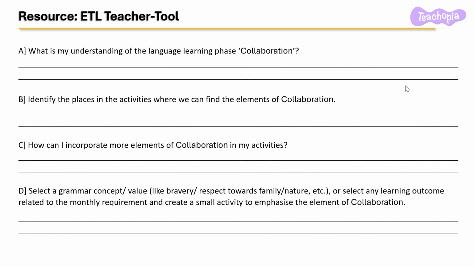Some of the questions are: What is my understanding of the language learning phase collaboration? Second, identify the places in the activities where we can find the elements of collaboration. Third, how can I incorporate more elements of collaboration in my activities? Four, select a grammar concept or value like bravery or respect towards family or nature, or select any learning outcome related to the monthly requirement and create a small activity to emphasize the element of collaboration.